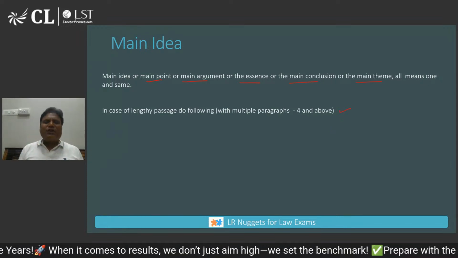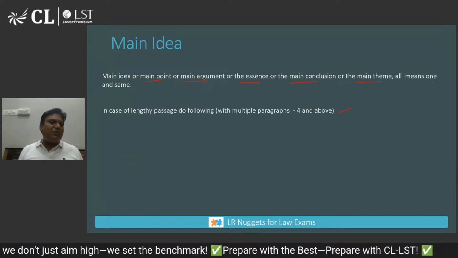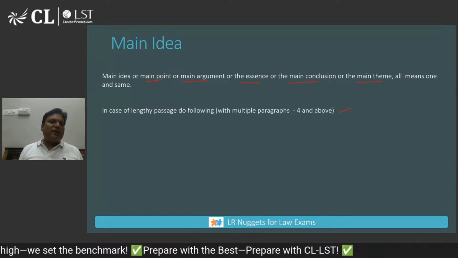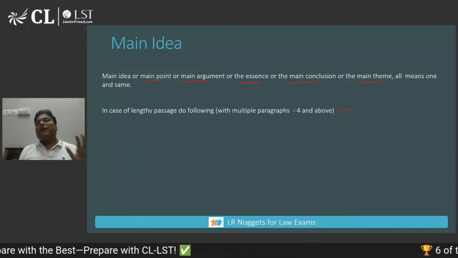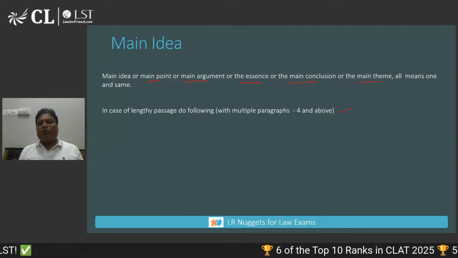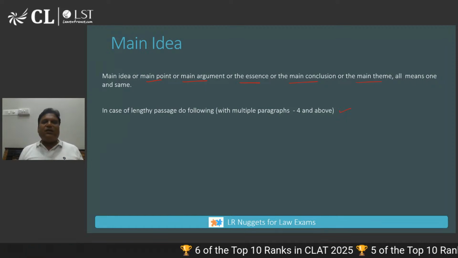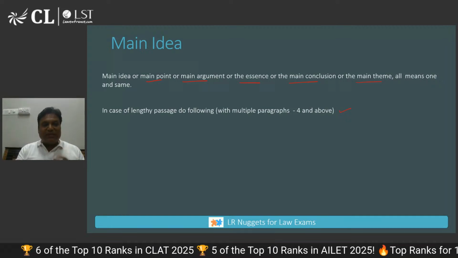So what should you do in case the passage is lengthy? Last year in CLAT 24, hardly one or two passages, one in English and maybe one in logical reasoning, I could categorize as lengthy, around 400 words. Most of the passages were not lengthy, but in the CLAT exams of the previous years, the passages were 450, 500 words. So what to do in such passages?